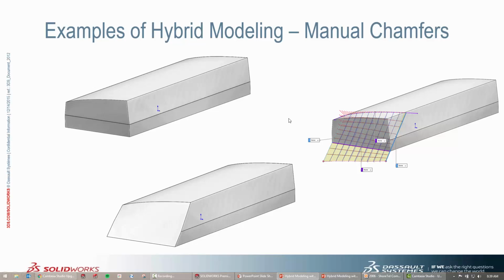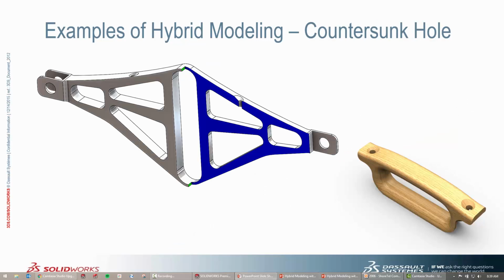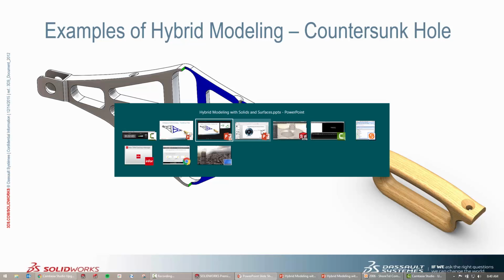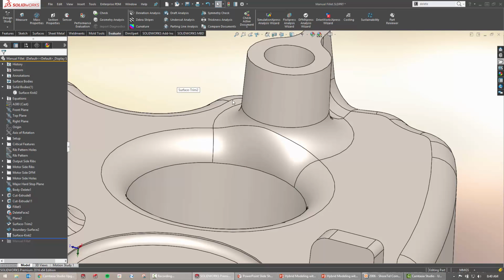All right, so let's take that exact same process and take a look at a different example where we actually have to add in some countersunk holes, but the problem is the countersunk doesn't exactly reach all the way to the edge of my body, and I have to manually create in those holes. So let's go take a look at how this works.